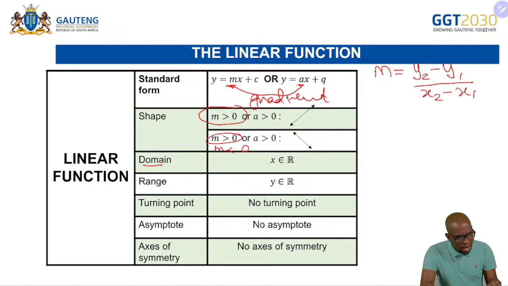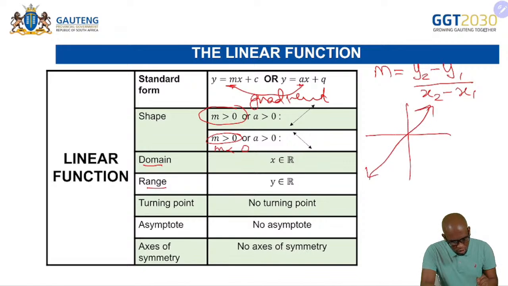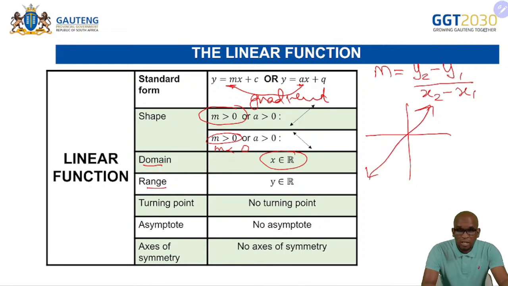Now we also define domain and range. The domain, we say those are the x values, all the permissible x values for which the function is defined. And for a straight line, the domain is from minus infinity to infinity. It takes all real numbers, and then the range will also take all real numbers. That is for a linear function. A linear function does not have a turning point, a linear function does not have an asymptote, and a linear function does not have an axis of symmetry.